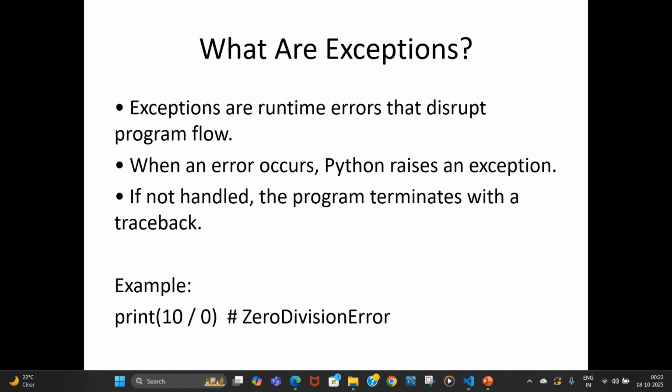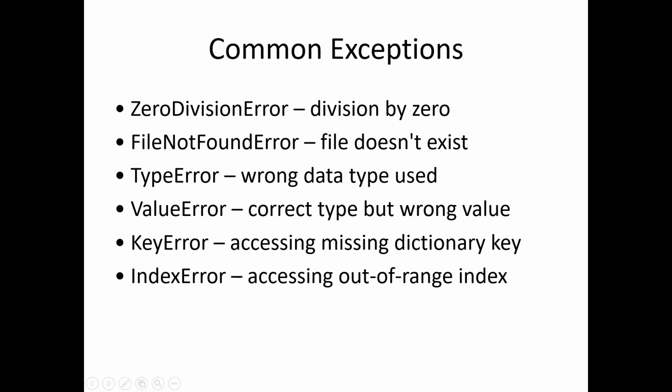So here we have some of the common types of exceptions. First, we have seen ZeroDivisionError. FileNotFoundError: opening a missing file. TypeError: wrong type of argument given. ValueError: wrong value even if the type is correct. KeyError: accessing a missing dictionary key. IndexError: trying to access a list out of range.